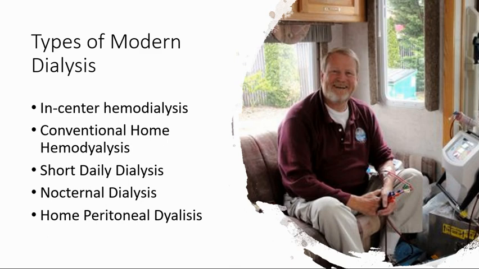So types of modern dialysis, as we talk about in-center, so this is either in the hospital emergently, in the ICU, or in these dialysis centers like DaVita and some of the other ones. Conventional home dialysis, which is what you see there. You see a gentleman with his home dialysis machine cooking away, very small, very portable. You have people that get short daily dialysis. Again, this is really most common in the emergent setting. You have people that get nocturnal dialysis.